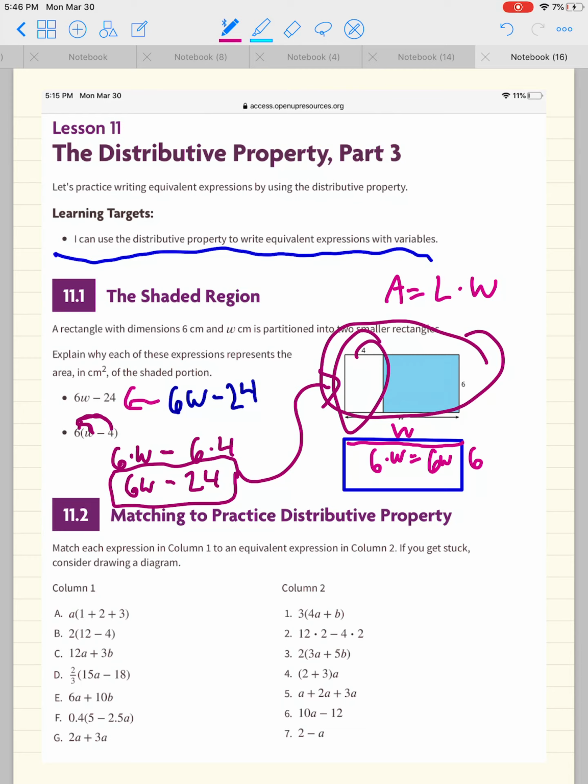Okay, column 1. We have A times (1 plus 2 plus 3). In order to find an equivalent one, we're going to distribute the A to each part of the expression. So A times 1 plus A times 2 plus A times 3. When you solve that, you get A, because A times 1 is A, plus 2A, because A times 2 is 2A, plus 3A. And you can look through your list and find that right here.